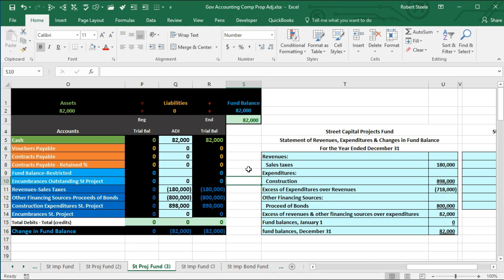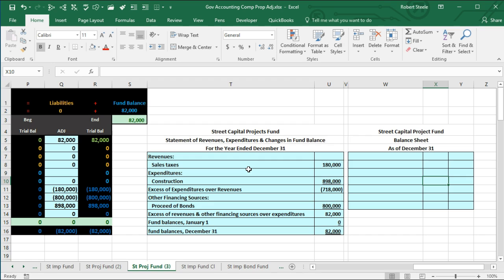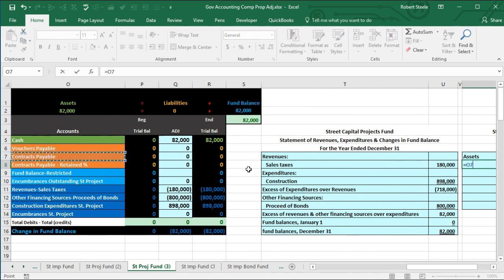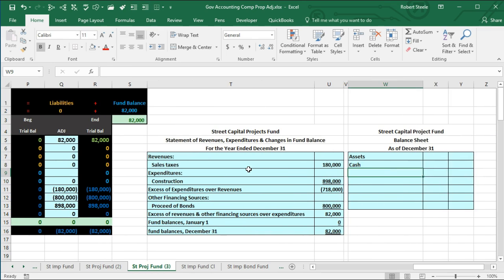Next statement that we will be creating will be the balance sheet. So we're going to have the balance sheet over here, and we're going to say that starting the balance sheet with, of course, assets. First items in the balance sheet, and the first item will be cash. Cash being our first asset. So there is the cash.